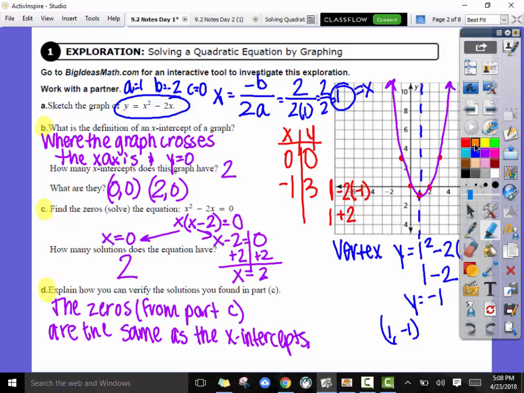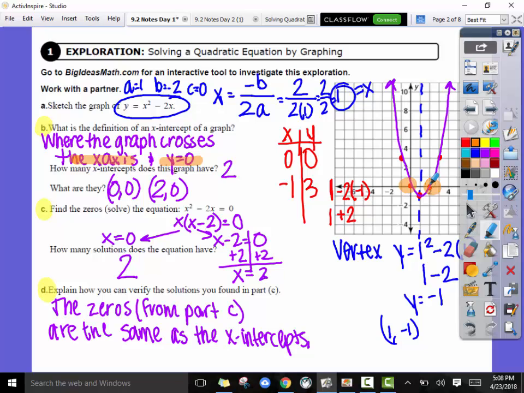Okay, I'm going to go ahead and take a look at some of the responses for questions B, C, and D. So question B, what is the definition of an x-intercept of a graph? That would be where the graph crosses the x-axis, and also y should equal 0. So if I go look at my graph over here, here's an x-intercept, and here's an x-intercept. Okay, how many x-intercepts does it have? There's 2. And what are they? 0, 0, which is right here, and 2, 0, which is right there.